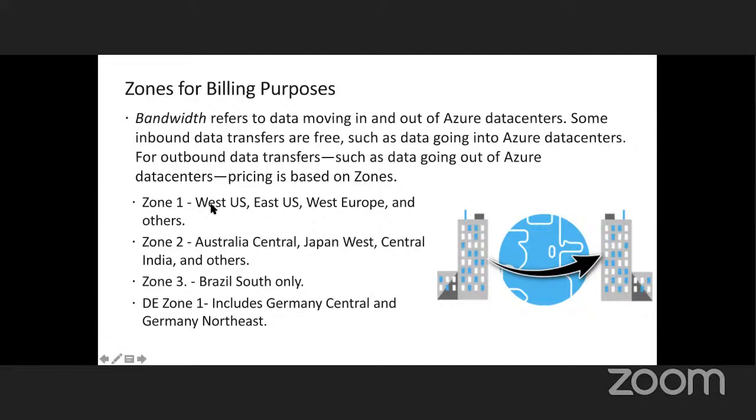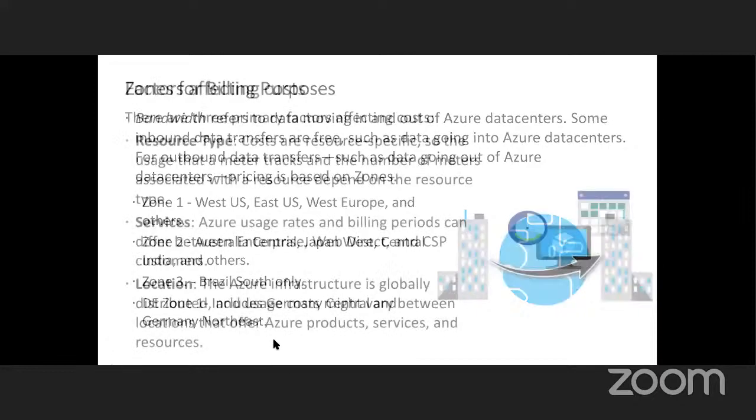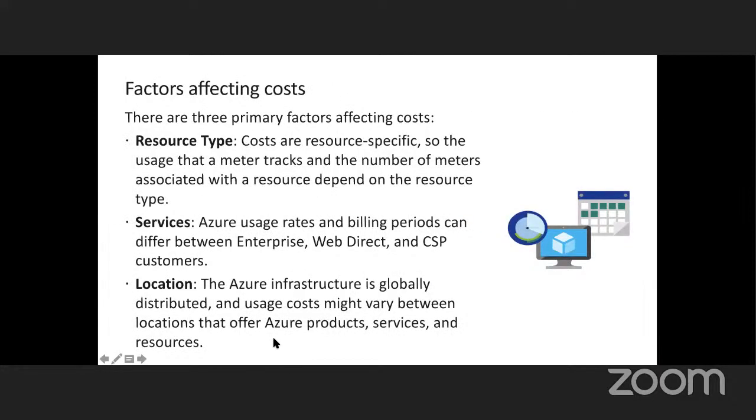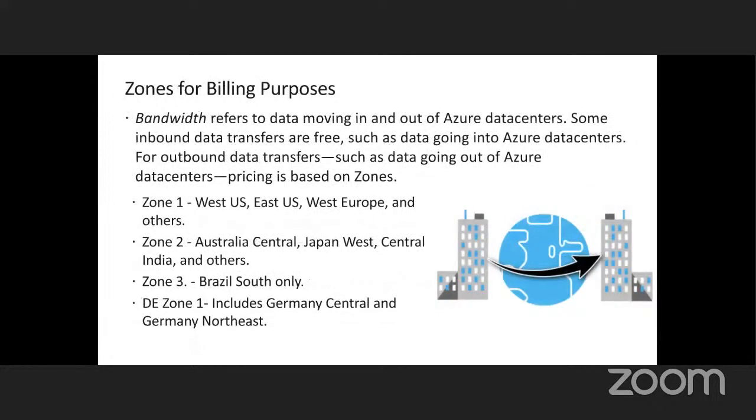Zone 1 is comprised of West US, East US, West Europe, and others. Zone 2: Australia Central, Japan West, Central India, and others. Zone 3: Brazil South only. The DE zone, Germany, sorry, the DE zone includes Germany. Usually when you see DE, that's Germany. So it includes Germany Central and Germany Northeast.